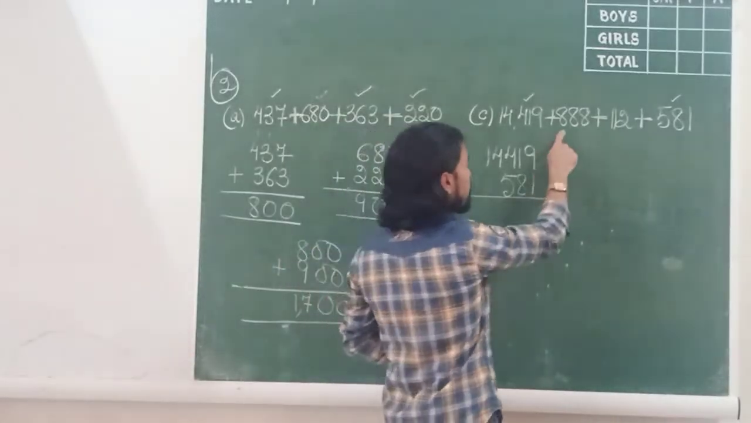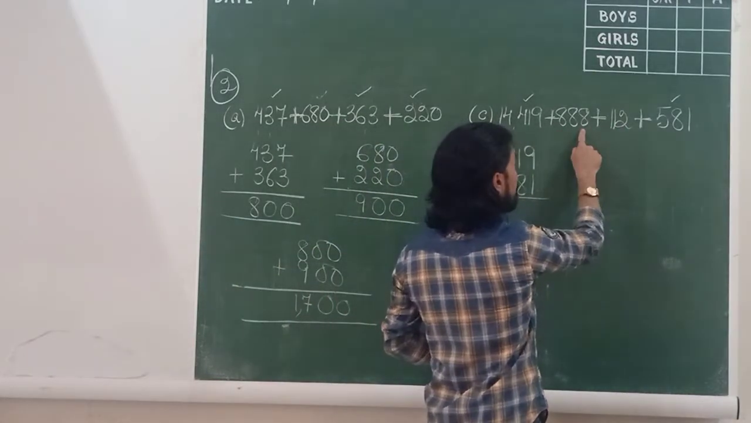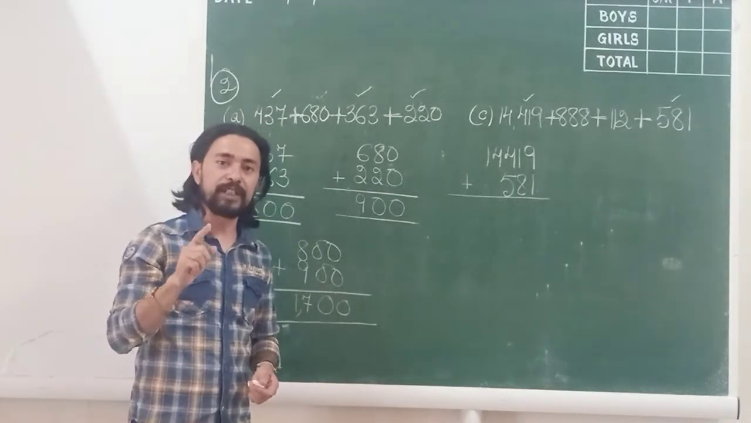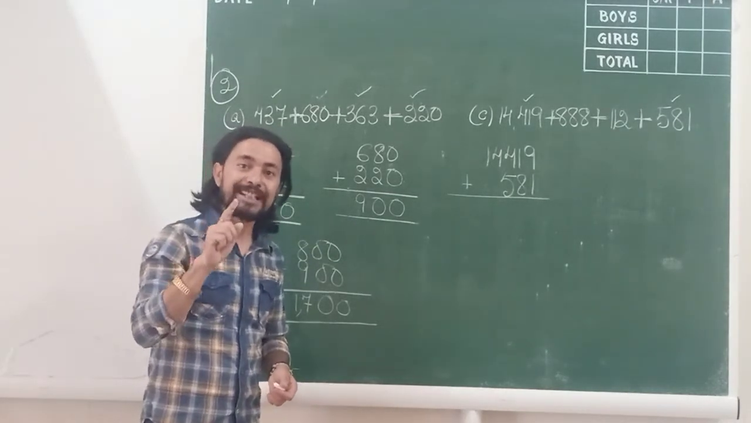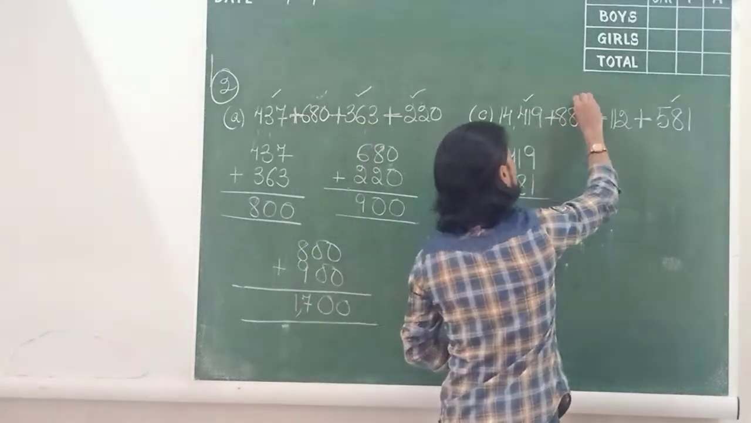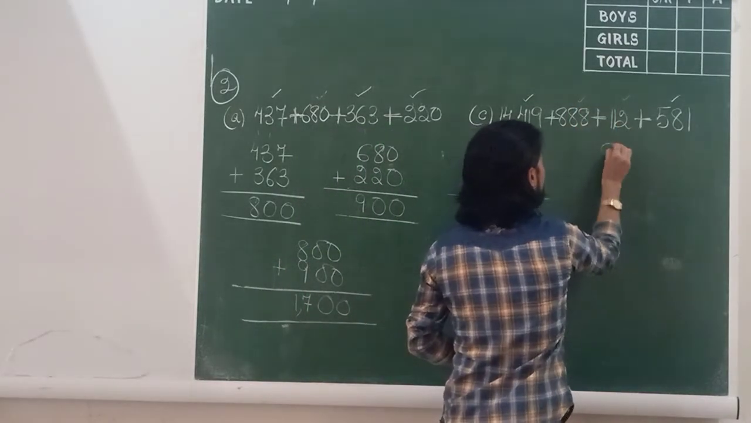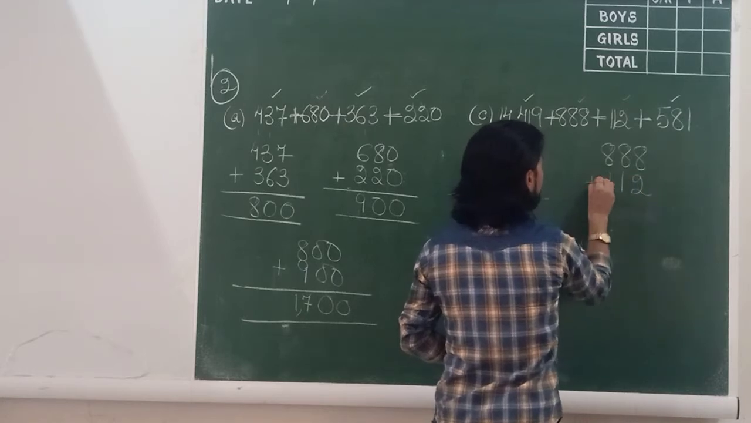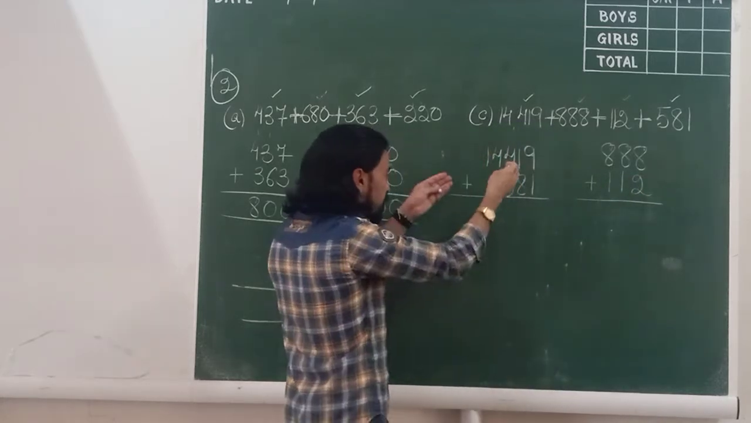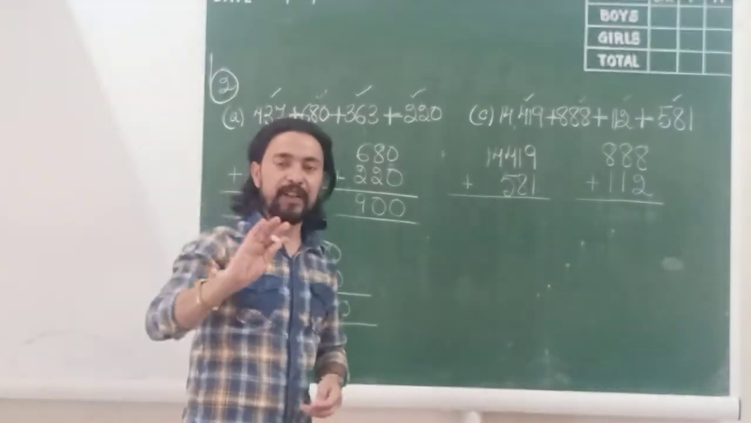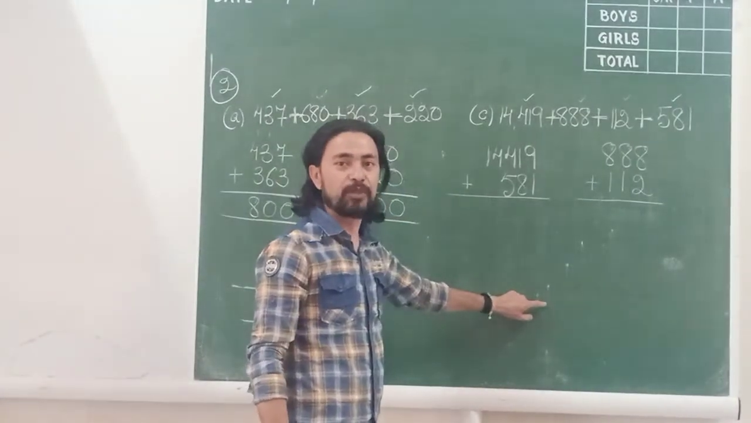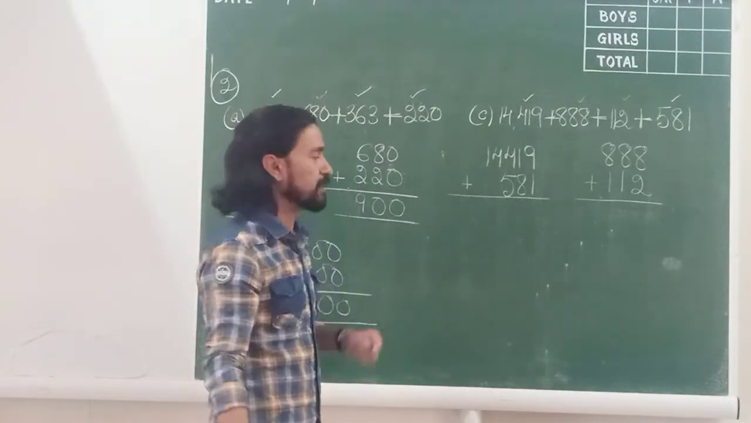The other two, 888 and 112, 8 and 2 will combine to give me a number that ends with a 0, that is 10. So yes, these two can be combined. So 888 can be added to 112. Now the answers of these will not be the final answer. The answers of these will have to be added together to get your final answer.